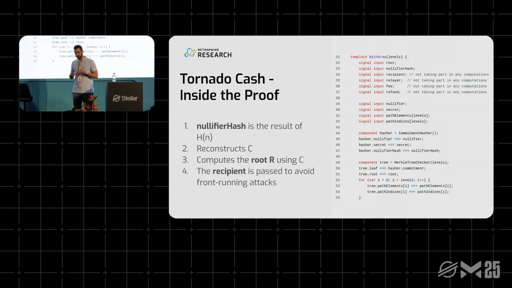And also, we pass the recipient's address to avoid front-running attacks. Because if we don't have the recipient inside, we can say that this proof is valid, and someone can claim that the recipient is supposed to be a different address, and not the one we intended, so we want to avoid that.